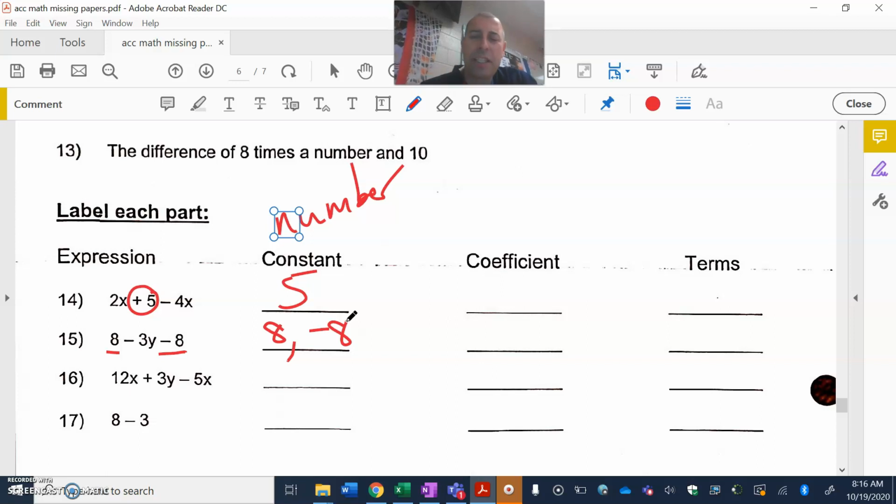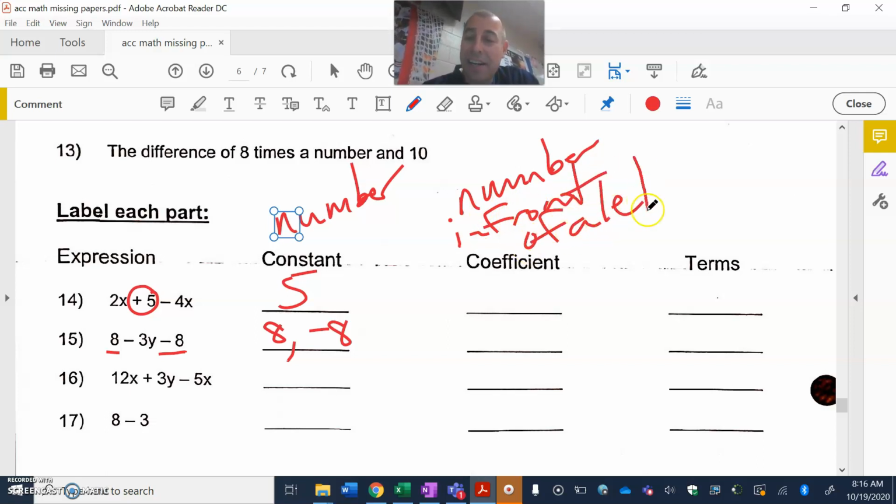Coefficients. You can think of a coefficient visually as the number in front of a letter. That's what it looks like. Pretty much it's what you're multiplying by. What are you multiplying a letter by? So in this particular case, I can see I have a coefficient of 2, and I got a coefficient of negative 4. If we look at the tab below it here, there it is in front of the letter, a negative 3. So there's my coefficient.